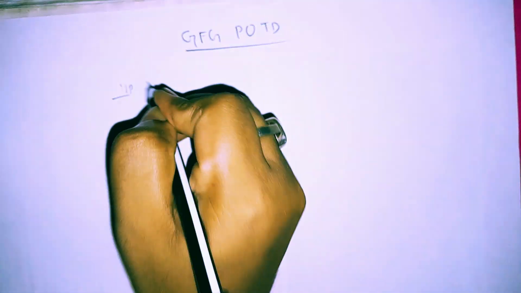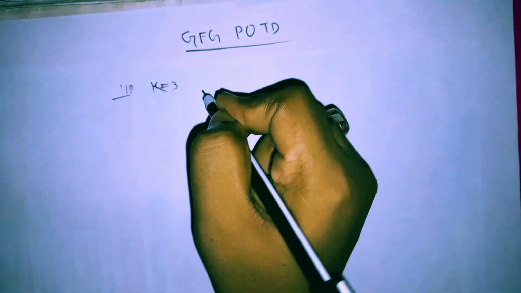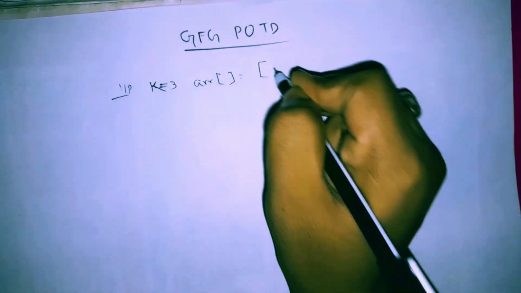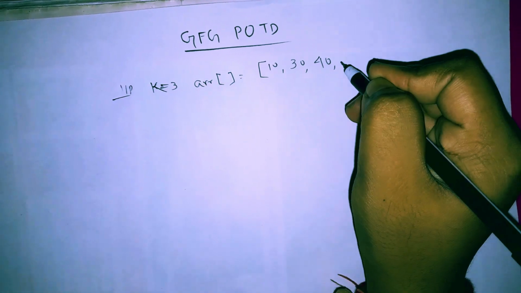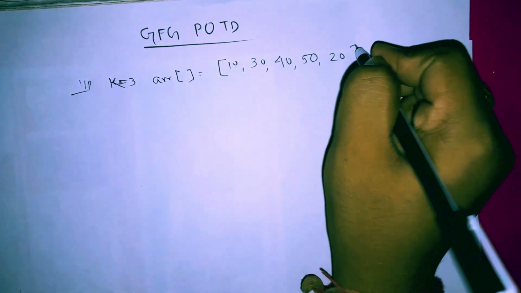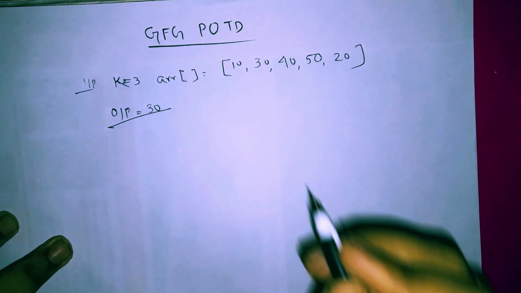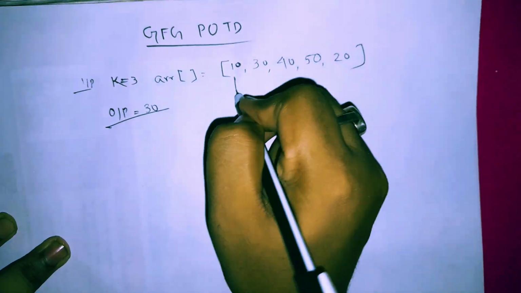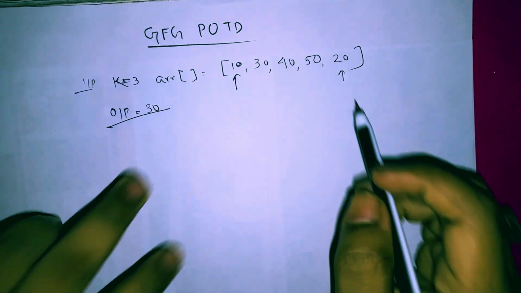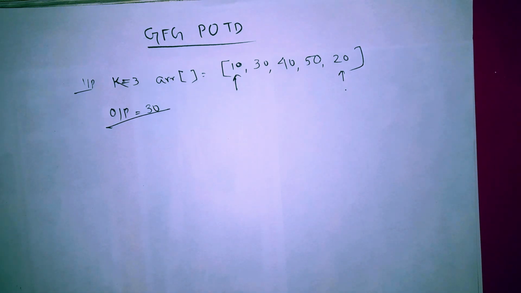So I am going to discuss the first test case where input is k is equal to 3 and array is 10, 30, 40, 50 and 20. Okay, now output will be 30. Why 30? Because the problem already said that you are here and you have to reach here, and you have to reach here with minimal cost. Okay, the cost will be the minimum.